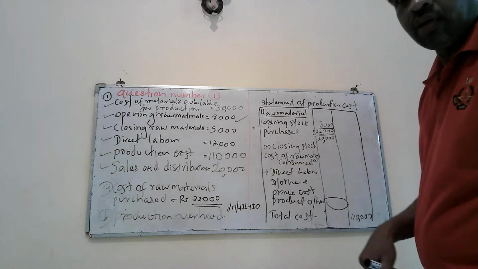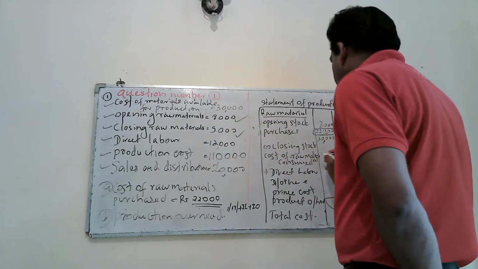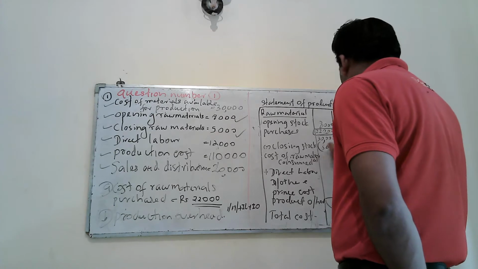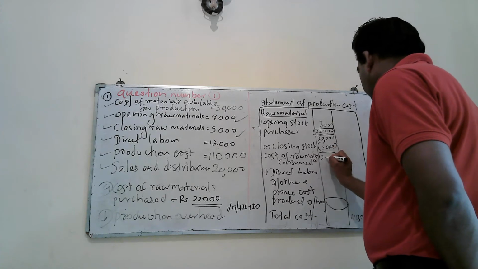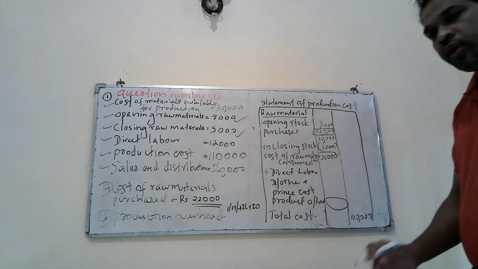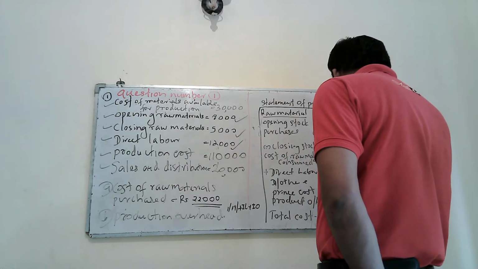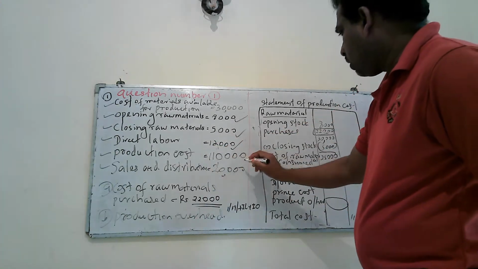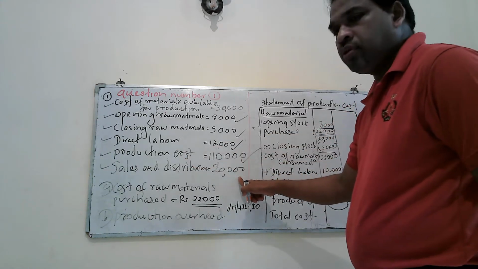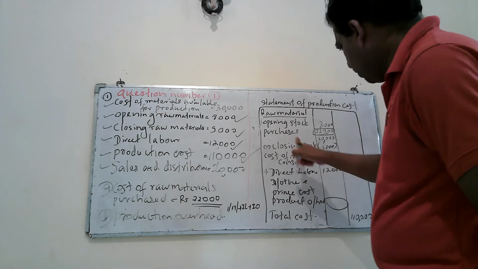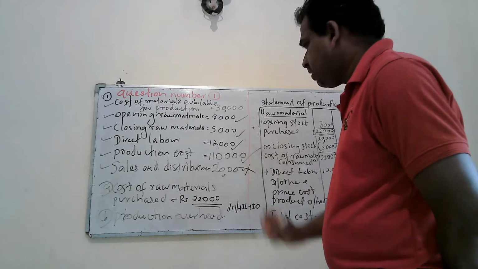Now we can calculate prime cost first. Closing stock, you are given 5,000, you can mention 5,000 in brackets, that is a reduction. Then you take cost of raw material consumed here, that is 25,000. Then direct labor, you are given 12,000. Then production cost, I mentioned 110,000. Then sales and distribution cost we can't mention in the statement of production cost. It goes to the income statement. Therefore, we don't take this one.